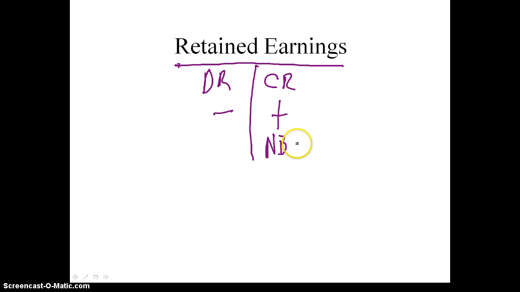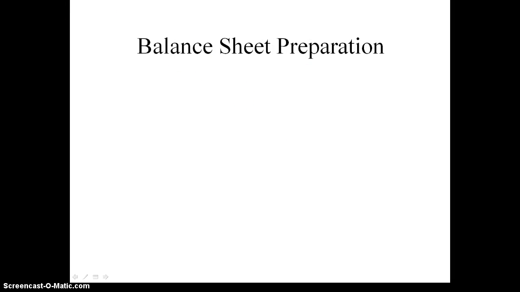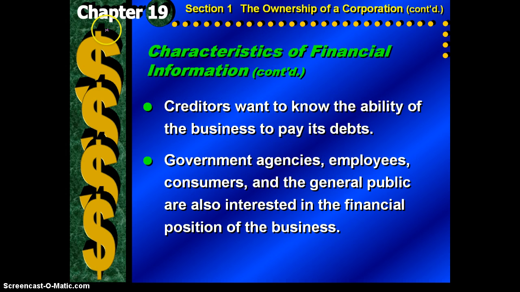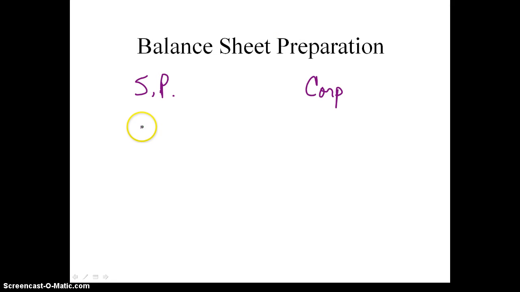All right, so that is retained earnings, our T account format. So when I go ahead and prepare the balance sheet for a sole proprietorship, under the owner's equity section you would put down the owner's capital, like Maria Sanchez, Capital. That's what you would put down.